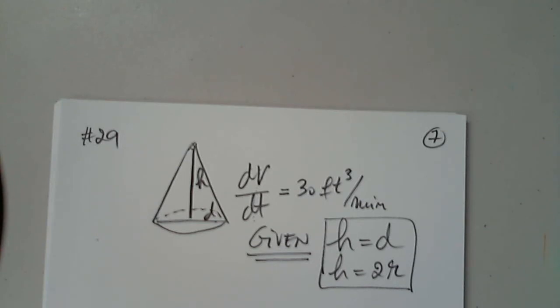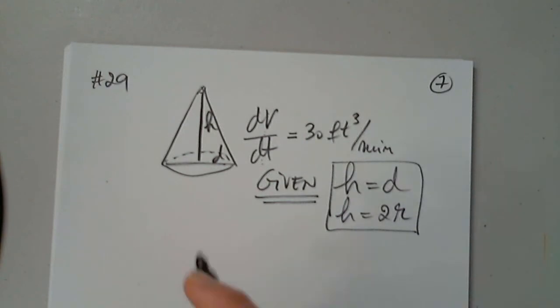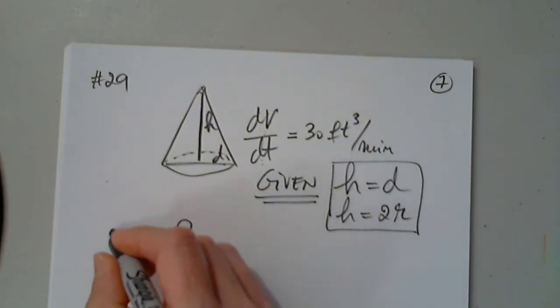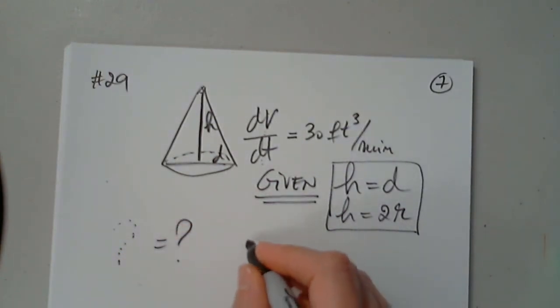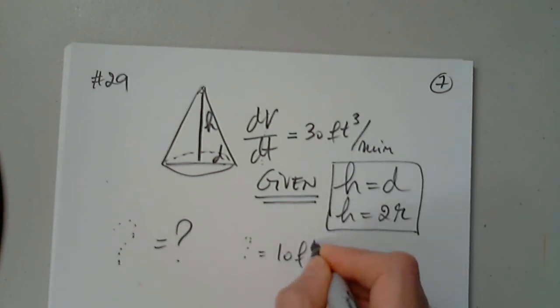How fast is the height of the pile increasing? When, and that's the trap, when the pile is 10 feet high. How fast is the height of the pile increasing? So we are expecting a positive number when the pile is 10 feet high. So first I have the question, and then I have something, 10 feet. Once I identify this, I'm in business.